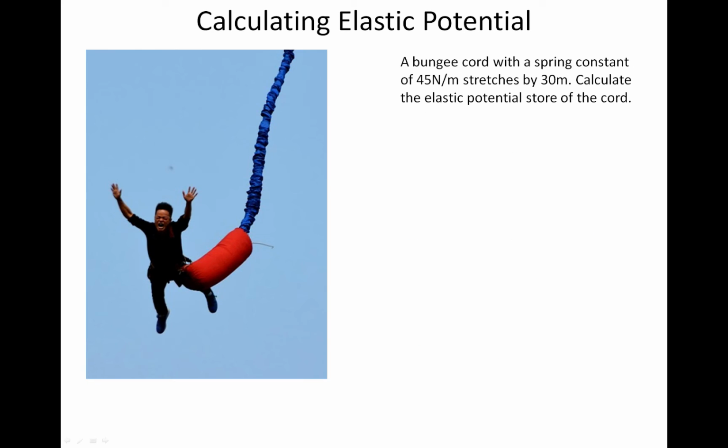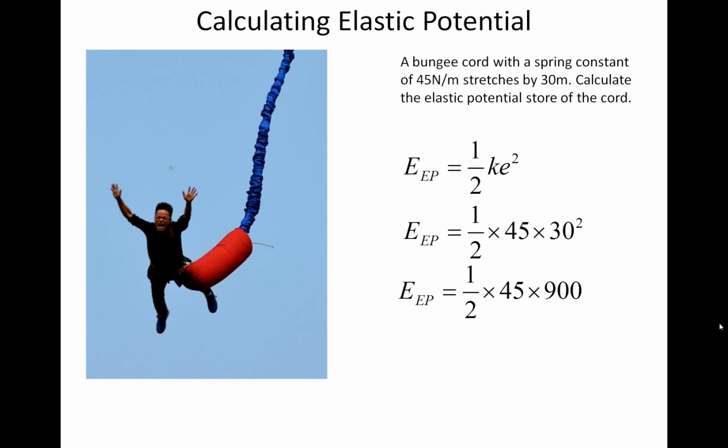Next, a bungee cord with a spring constant of 45 newtons per meter stretches by 30 meters. Calculate the elastic potential store of the cord. In this case, again, we write down our equation first. The numbers are easier to identify here. We have 45 newtons per meter, so k is replaced by 45, and we have 30 meters, so e is replaced by 30. This gives us a half times 45 times 30 squared.